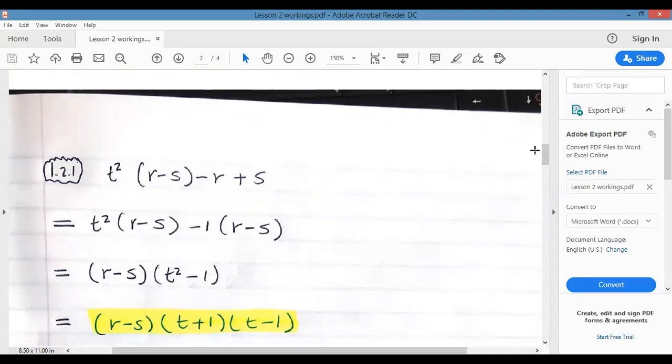Okay. Now, this one says to you t squared, open bracket, r minus s, close bracket, minus r plus s. Now, this is the same as factorization by grouping, but this one is much easier. Can you see, guys? Here you must also group, because now the majority of you maybe are going to freak out that, okay, what's going to happen here? How must I factorize t squared (r minus s)? Where do I start? You must group, guys.